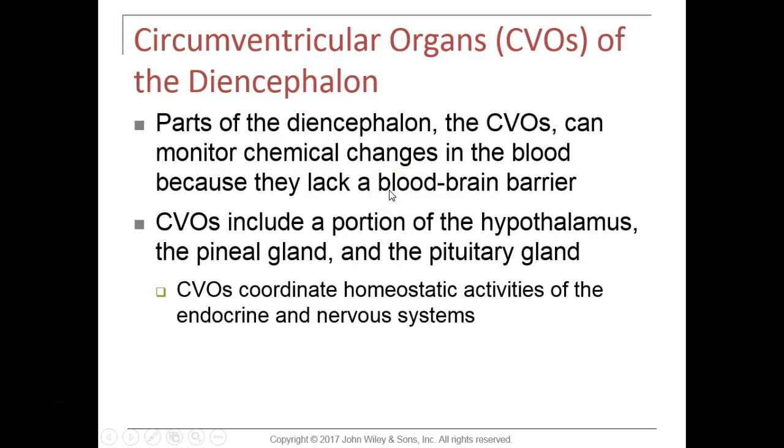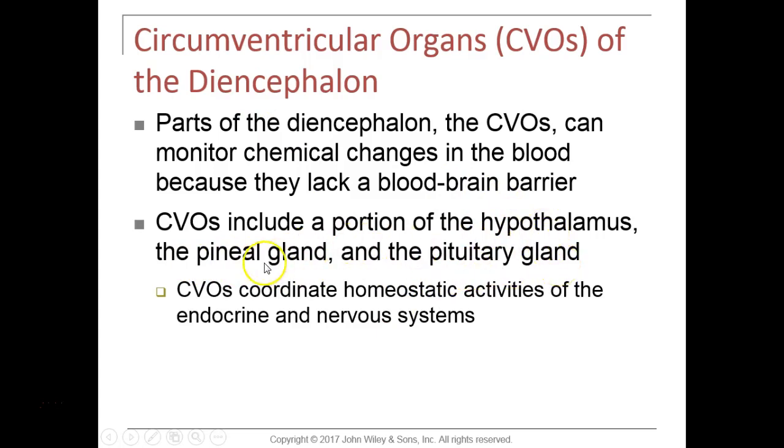Now, there are three important areas around the diencephalon that do not have a blood-brain barrier. These three structures collectively together are referred to as the circumventricular organs because they circle around the ventricles that's around the diencephalon. Since they lack a blood-brain barrier, they also are very important in monitoring chemical changes of the blood that can help initiate reflexes like respiratory reflexes, cardiovascular reflexes, to maintain homeostasis in our body. So these organs are involved in both endocrine and nervous system reflexes, and they include the hypothalamus itself, the pineal gland, and the pituitary gland.